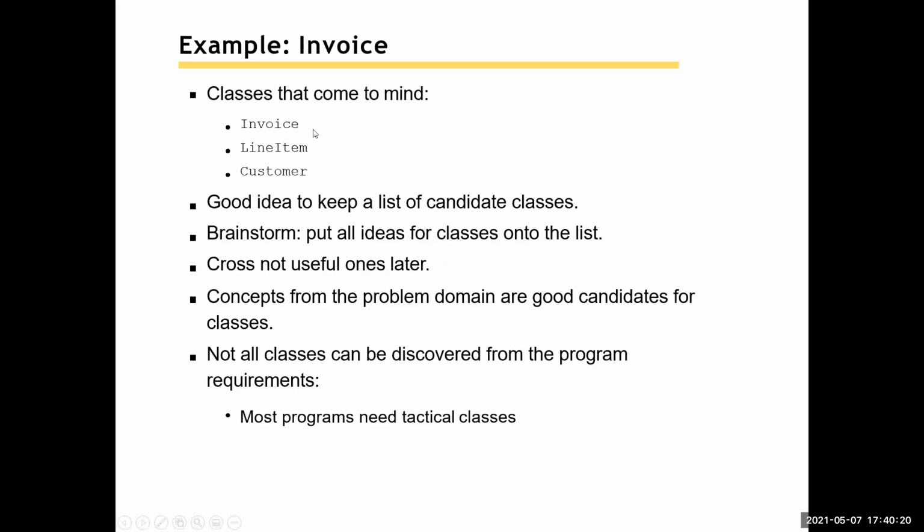Okay, so we identify stuff over here. That would be, again, top-down. We got the invoice, we got the line item, we got the customer, and then we're going to be thinking about what classes we need. And this is the part that is very important to me. Not all classes can be discovered from the program requirements. Not all classes are going to be discovered from the top level or the things that we see.